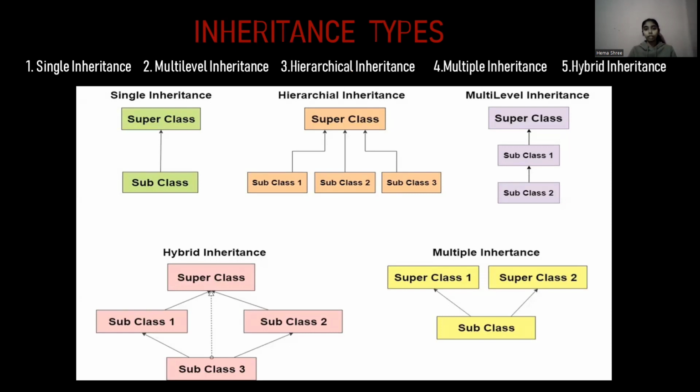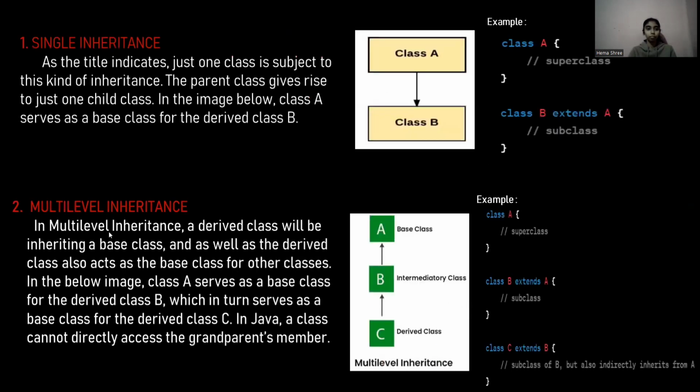There are 5 types of inheritance: single inheritance, multi-level inheritance, hierarchical inheritance, multiple inheritance, and hybrid inheritance. Single inheritance. As the title indicates, just one class is subject to this kind of inheritance. The parent class gives rise to just one child class. In the image below, class B is derived from base class A.